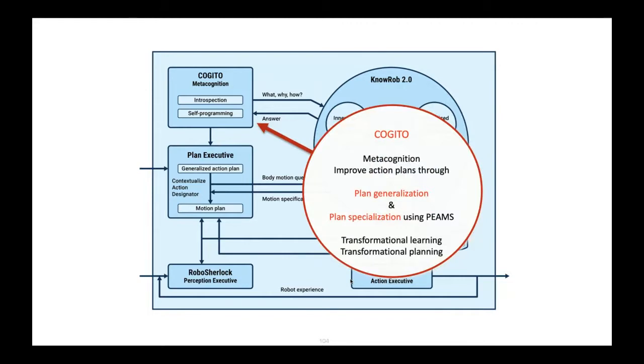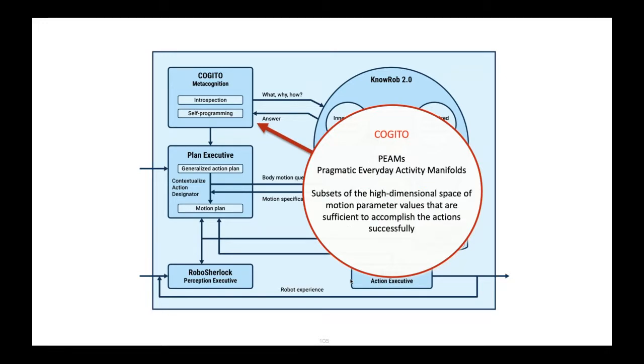Metacognition is implemented in the subsystem called Cogito. It's effectively a way of improving the way that CRAM does things, sometimes called meta-reasoning. But the idea is that you can improve your cognitive capability. You can develop over time using a technique called PEMS. PEMS are a way of saying, okay, I know how the world works, and I can identify a subset of that high dimensional space of possibilities, and I'll only work within that. And it makes what would otherwise be an intractable task tractable.